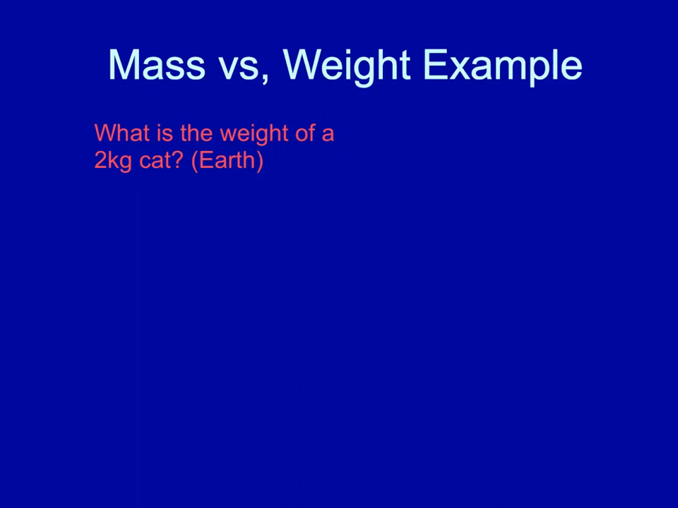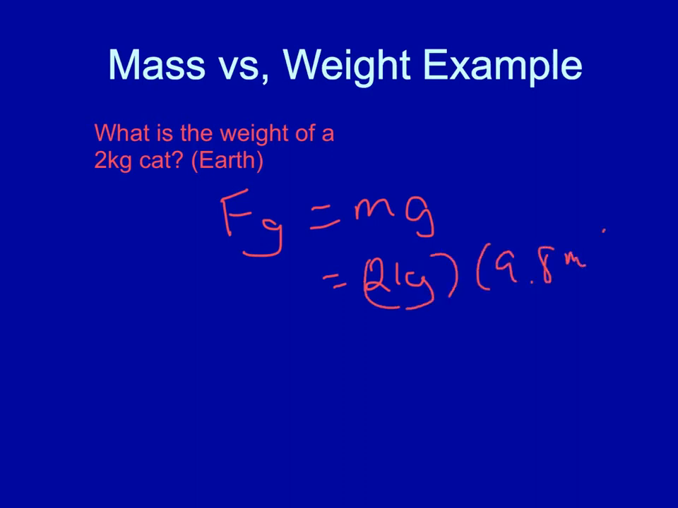Now let's do a mass and weight example. What is the weight of a 2 kilogram cat? So I'm looking for Fg. Fg is equal to m times g. Now I don't really need to draw a picture for this. We'll get into drawing pictures later. I have a mass of 2 kilograms. g is 9.8 meters per second squared. 2 times 9.8 is 19.6, and the units are kilograms times meters divided by second squared. That's way too hard to write all the time, so let's call that a Newton.